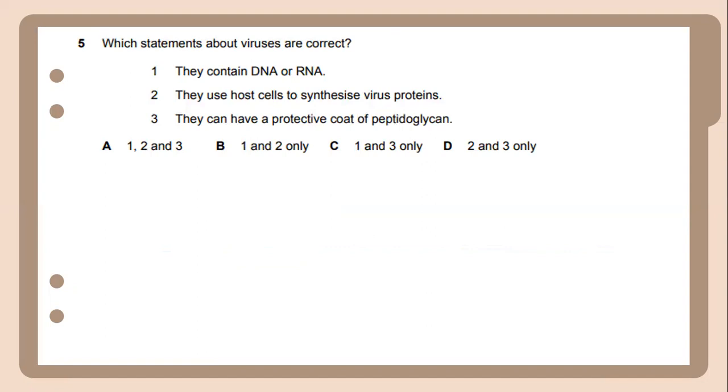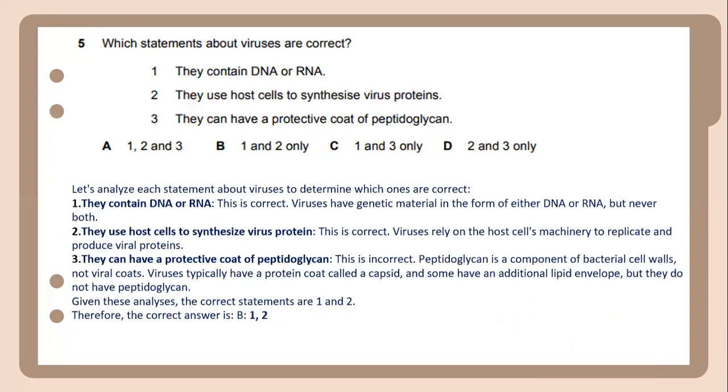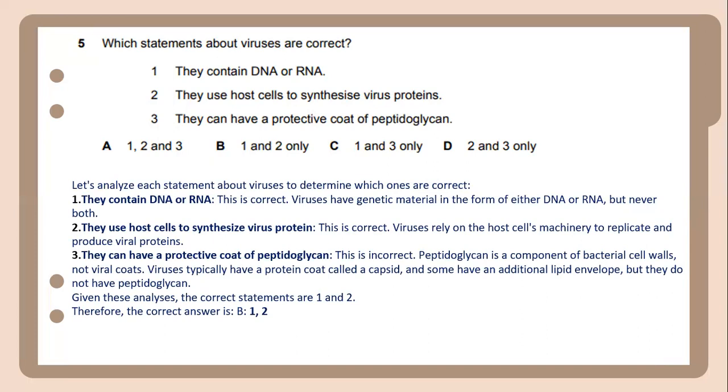Let's look at question number 5. For question number 5, which statements about viruses are correct? First, they contain DNA or RNA. Second, they use host cells to synthesize virus protein. Or third, they can have a protective coat of peptidoglycan. So the answer for this is B, 1 and 2 only.